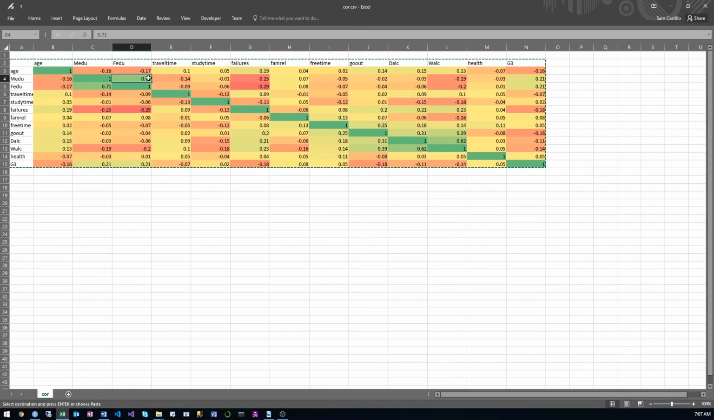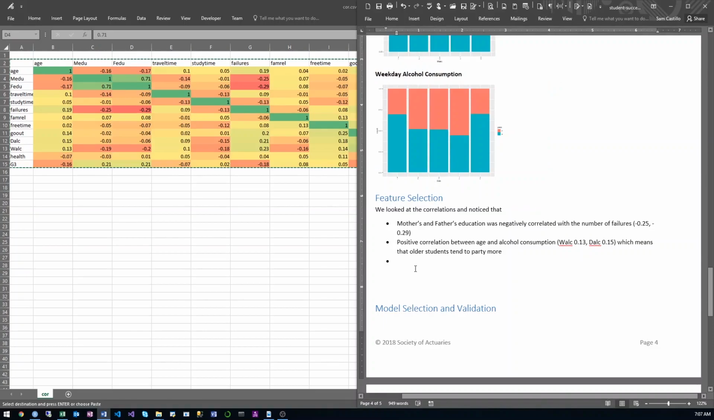And mother's education and father's education are correlated very strongly. I wonder why that is.